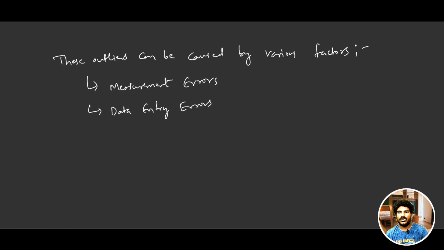These outliers can be caused by various factors. One is measurement error and data entry errors. These measurement errors can be caused by various reasons: you can have faulty equipment, or humans can make mistakes while entering the data.